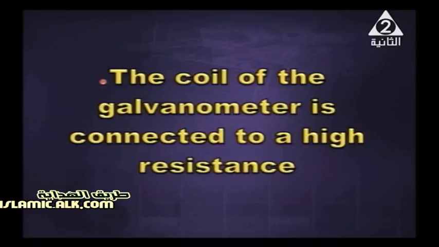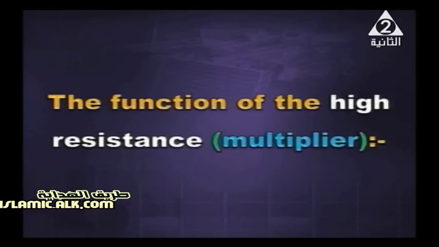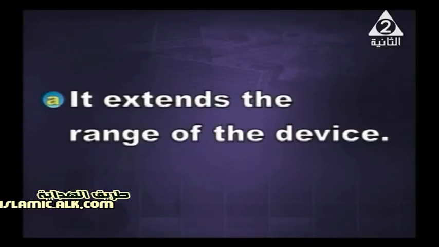Another give reason: the coil of the galvanometer is connected to a high resistance in series. This happens when we convert it into a DC voltmeter. Why is it connected to a high resistance in series? We call this resistance multiplier. The function of the multiplier, first of all, it extends the range of the device.